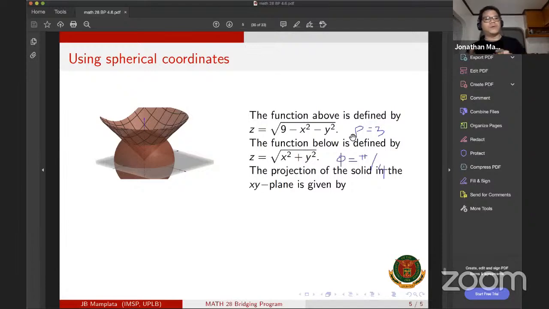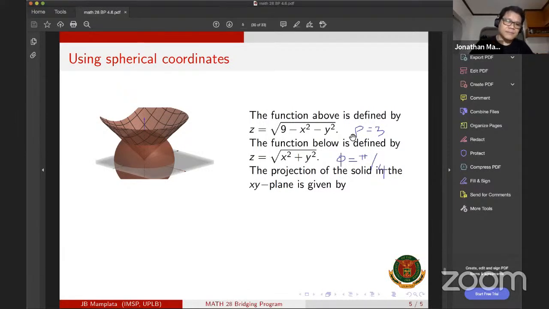Actually, if you know the bounds for theta in the cylindrical coordinate system, kung ano yung bounds niya in the cylindrical coordinate system, yun din yung bounds niya in the spherical coordinate system. So a while ago, ang bounds natin for the cylindrical coordinate system is 0 to 2 pi. So in the spherical coordinate system, ang bounds natin for theta is again 0 to 2 pi. Okay? That means yung theta definition in the cylindrical coordinate system is the same as the theta definition in the spherical coordinate system.